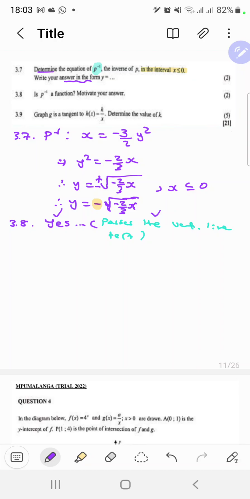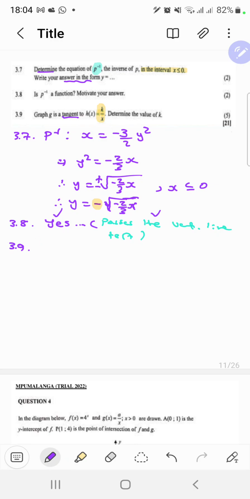Okay, now let's sort the last one. 3.9 says the graph of g is a tangent to h of x equals k over x and determine the value of k. Now the issue is, what is that, guys? When you have a constant divided by x and that is a function, that's a hyperbola, right? That's a hyperbola. So, fine.